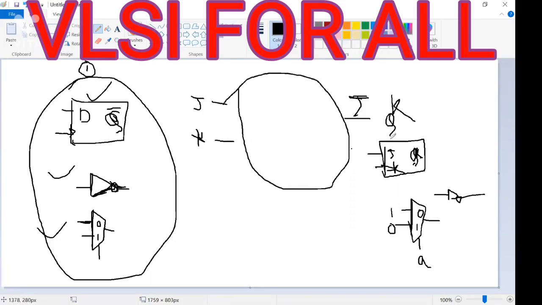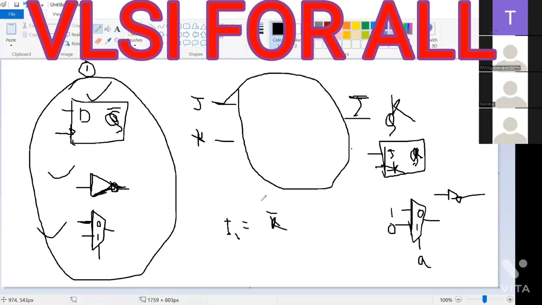So take a 2 to 1 mux and connect the select line as Q, that is the present state output Q, and I1 as K bar, that is K not, and I0 as J, and select line as Q. Then connect the output to the D input of the D flip flop. Then it will become a JK flip flop.